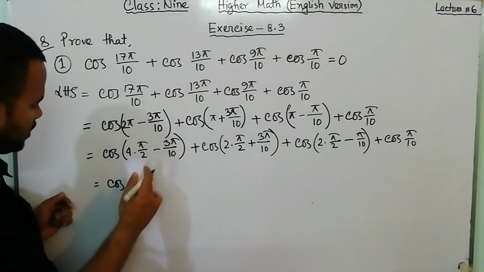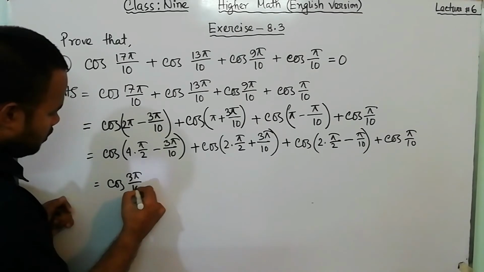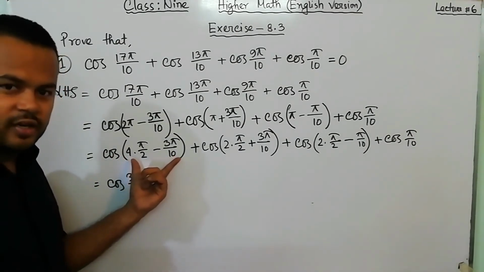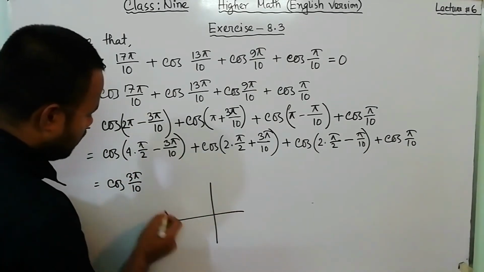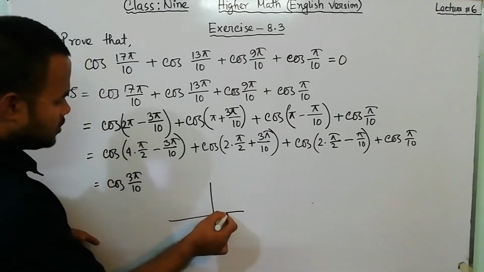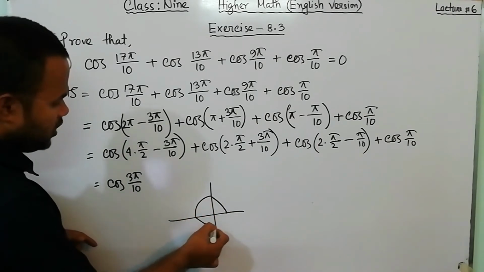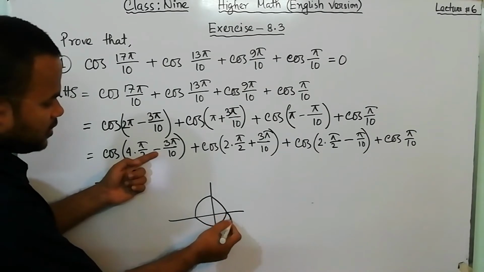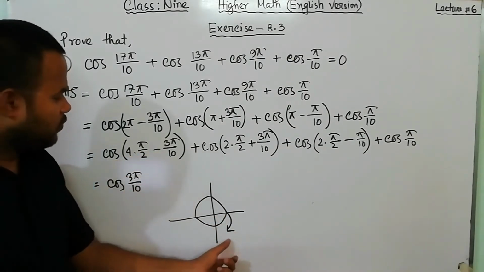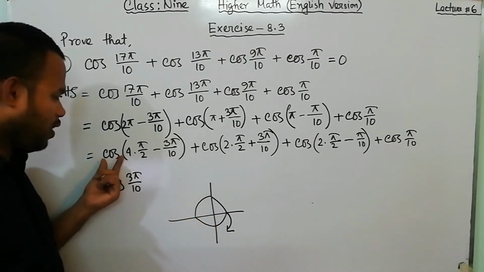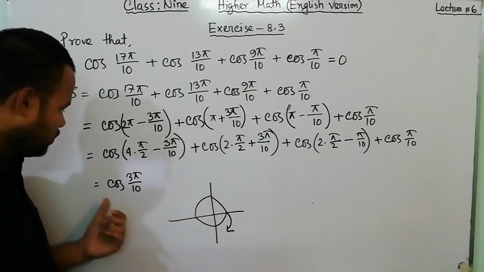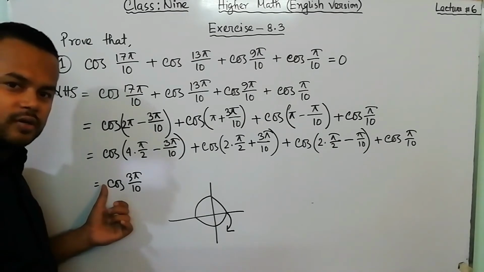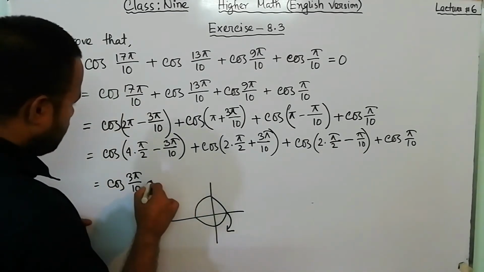Now you have to put theta here, that is 3π/10. Now we have to determine the quadrant for this angle. Then we have here 4 right angles, that is 1, 2, 3, 4 right angles, then a negative angle, that is here. Okay, so in the fourth quadrant the value of cos is positive, so we have to put positive here.